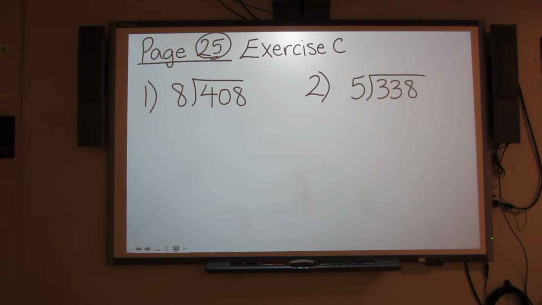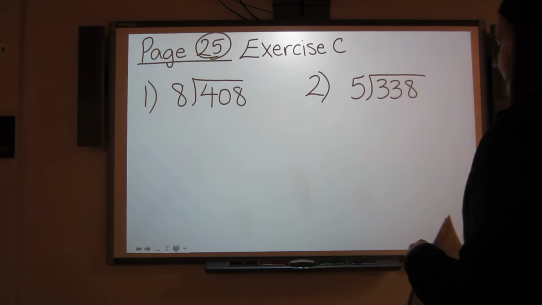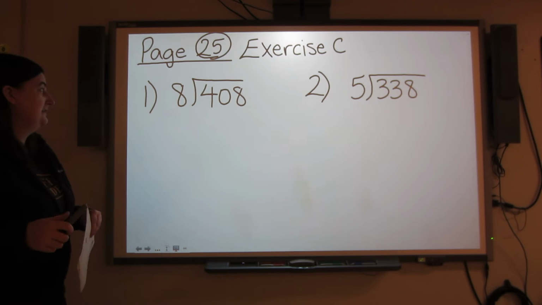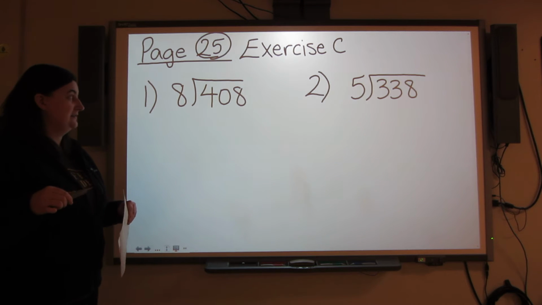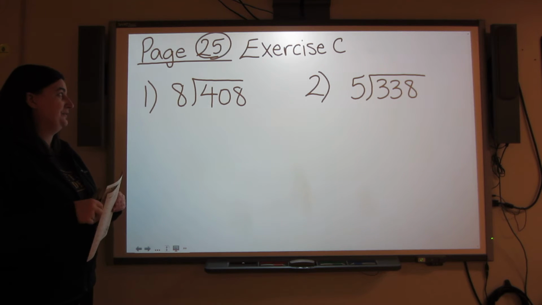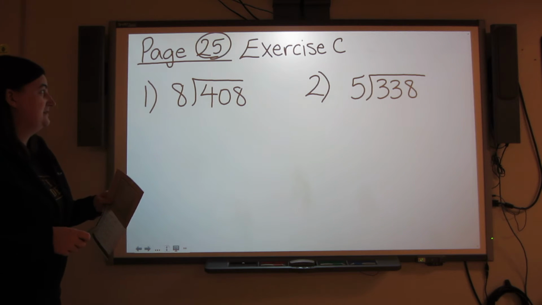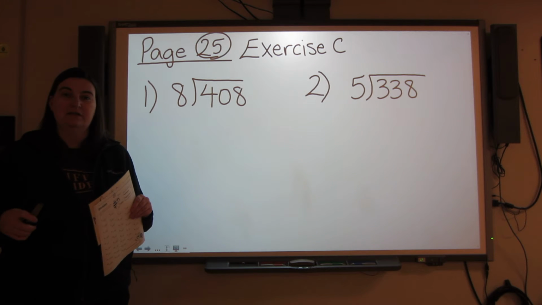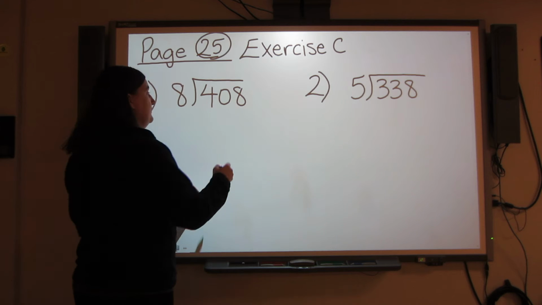So, page 25. These are the examples for page 25. Number 1, we have 8 into 408. So, use your multiplication chart to help you. Look down the 8s. What's the closest thing to 40 without going over? It's 40.